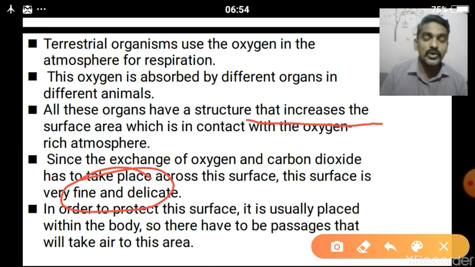So you may have one question now: how will this organ receive air from the outside environment? In the case of plants, all the cells will be in contact with the air, so diffusion will occur easily. Whereas here, there will be passages, a pathway, from where the oxygen will be taken from the outside environment. Through these passages, that air will reach the organ which is placed inside the organism.